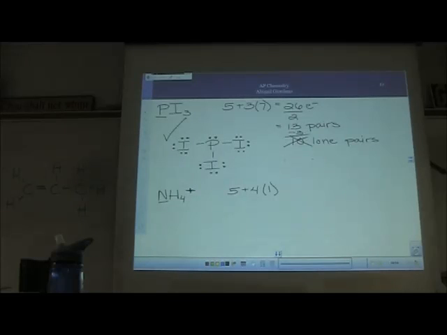A plus 1 charge means 1 electron has been lost. Question, Chris. A coefficient? We're not in an equation. There's no equation here. No. Pay no attention to the coefficient. When you're drawing a molecule, pay no attention to the coefficient. Okay, so that's 4 pairs, yes?